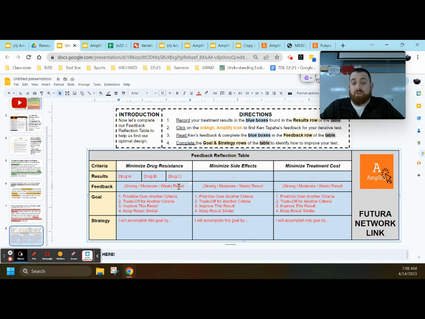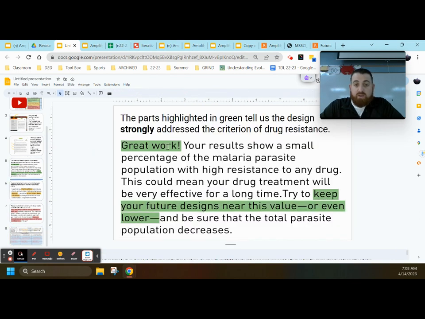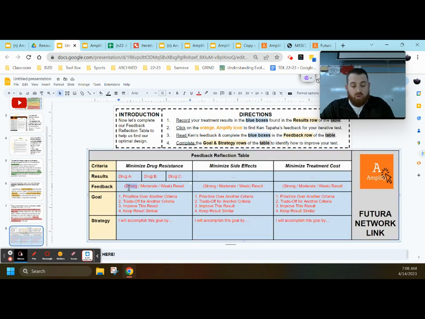weakly address those results. So, for example, if these examples were yours, he said you did a great job strongly addressing the resistance. So whatever your numbers are, you would have strongly addressed. I believe it was moderate for side effects and weak for overall cost. So you'll identify how you did.